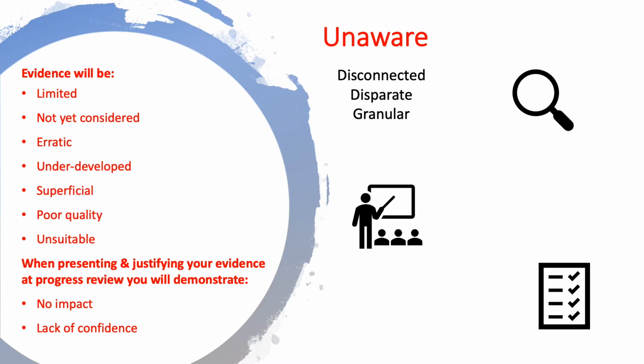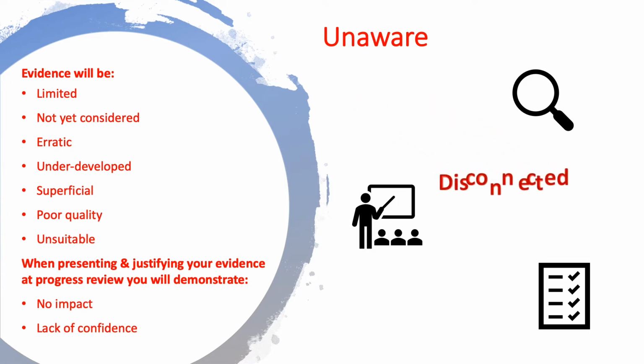So, for example, how the lesson that you planned links with the feedback that you received, and indeed then the next steps that you took in trying to move yourself from an unaware stage to an aware stage. So the key word to describe the look of the evidence on your PLP at this stage is disconnected.